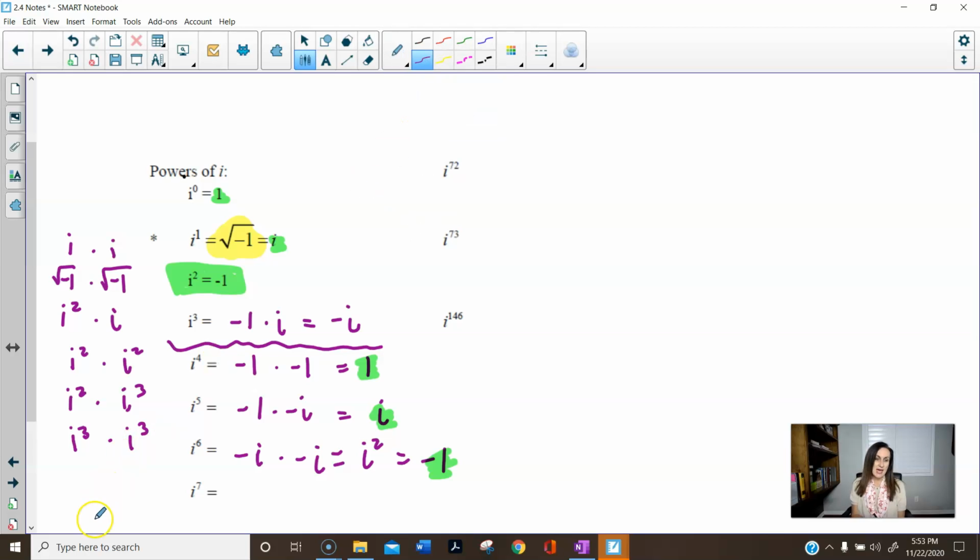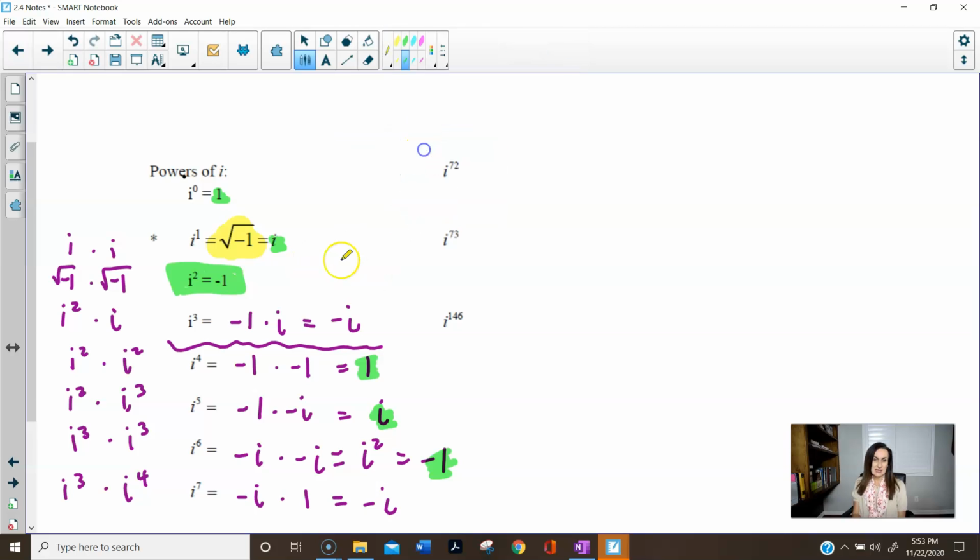And just to prove that, we would have i to the 3rd times i to the, do we want to do i to the 4th is 1? Why not? So i to the 3rd is -i times i to the 4th is 1, which is equal to -i. And do you notice here? 1, i, -1, -i. Look at the pattern: 1, i, -1, -i. So this same pattern repeats every 4.